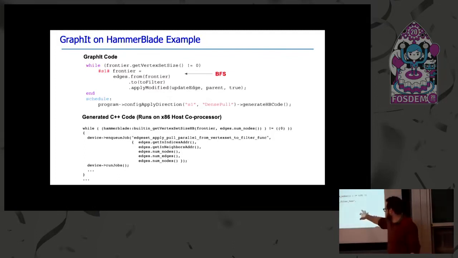Down here, you can see the host side that is generated. So this runs on the x86 or Black Parrot. You can see that it's just the outer loop, but we're offloading the work.